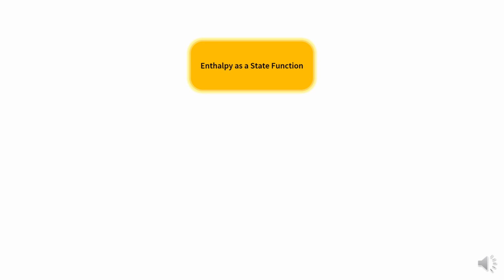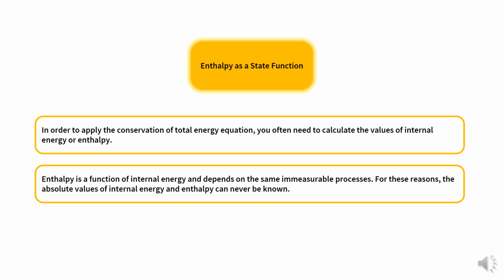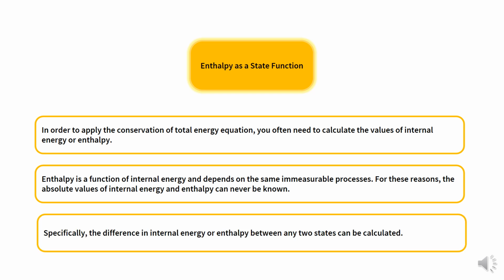In order to apply the conservation of total energy equation, we often need to calculate the values of internal energy or enthalpy. Enthalpy is a function of internal energy and depends on the same immeasurable processes. For this reason, the absolute values of internal energy and enthalpy can never be known. Specifically, the difference in internal energy or enthalpy between any two states can be calculated.